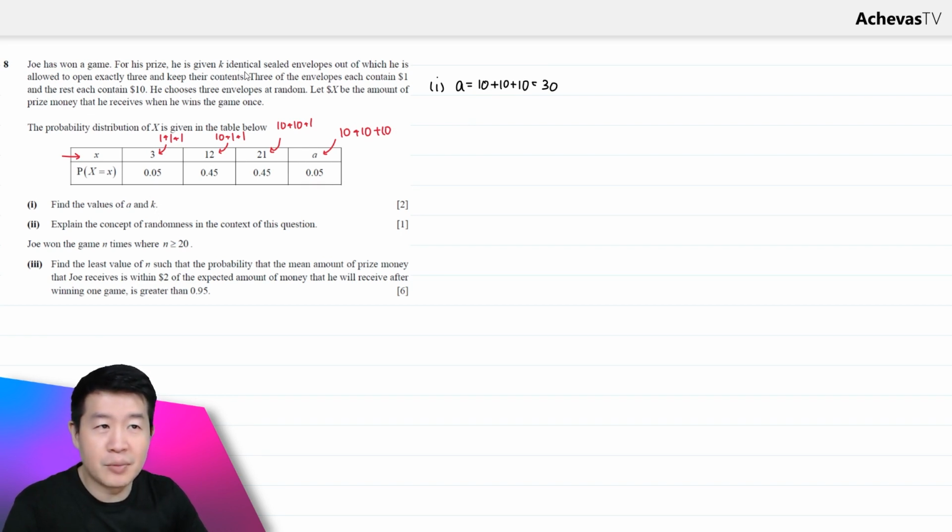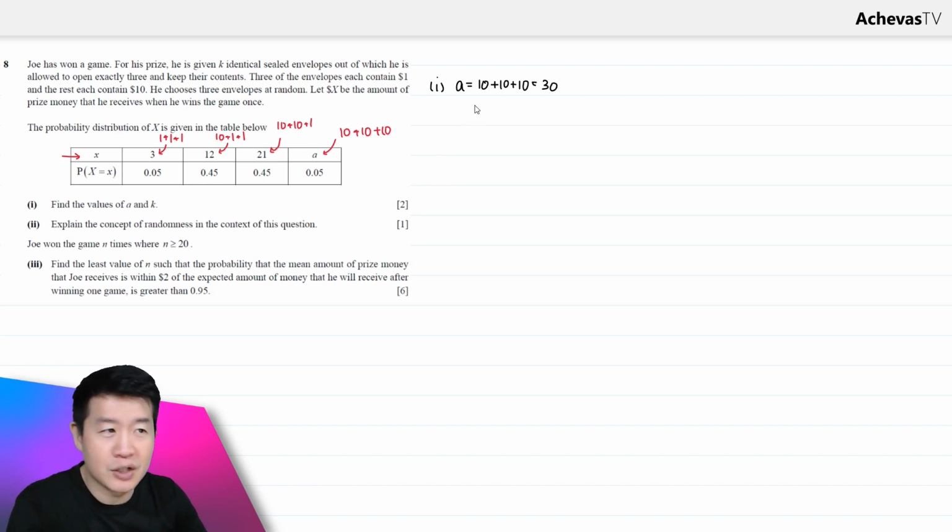Then K is the number of envelopes. I'm assuming that for some of you, you can probably observe that K is equal to 6, because when it is $3, we have already exhausted all the $1 envelopes, and we get this probability. And when it is 10 plus 10 plus 10, we are getting exactly the same probability. There are 3 $1 envelopes, which means that there are probably going to be 3 $10 envelopes. That is why K should be 3 plus 3, which is 6.